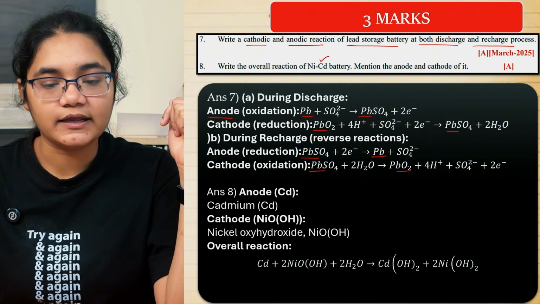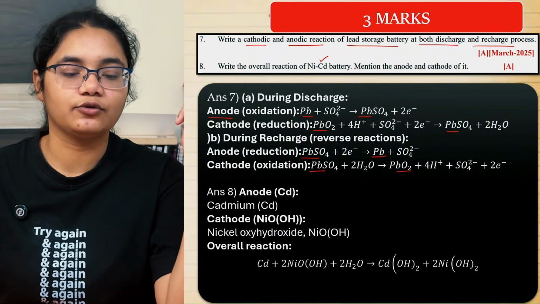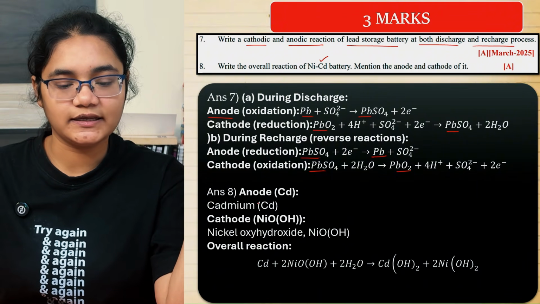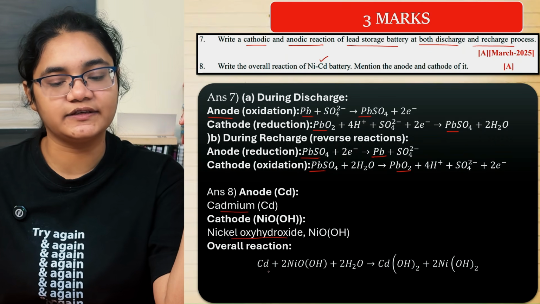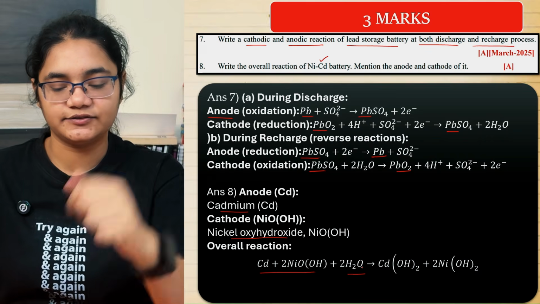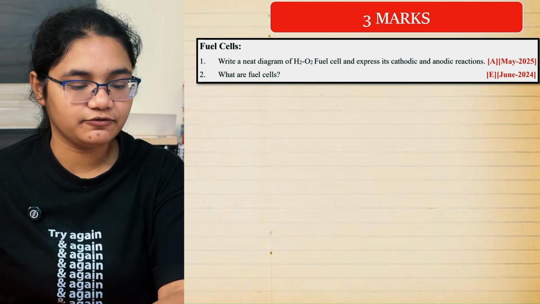Next, write the overall reaction of the nickel cadmium battery and mention its anode and cathode. Here you can see the anode is cadmium, the cathode is nickel oxyhydroxide, and the overall reaction is like this. Okay, so now let's see questions from fuel cell.